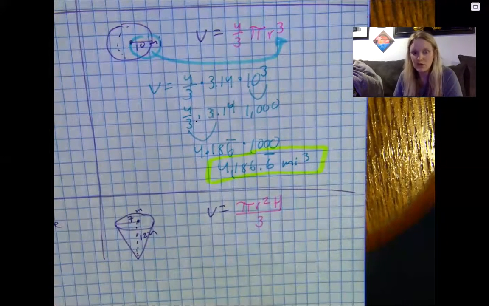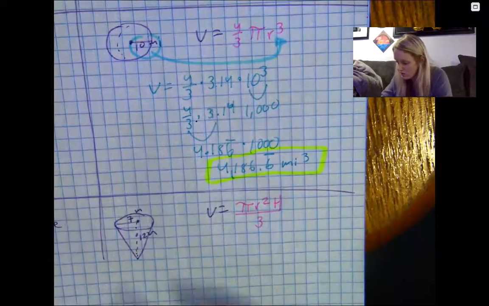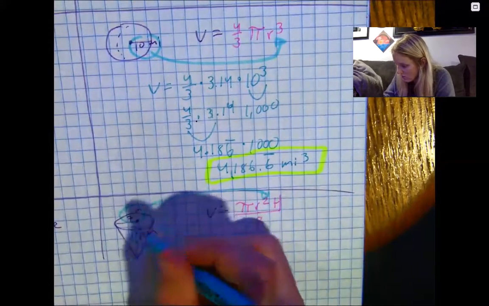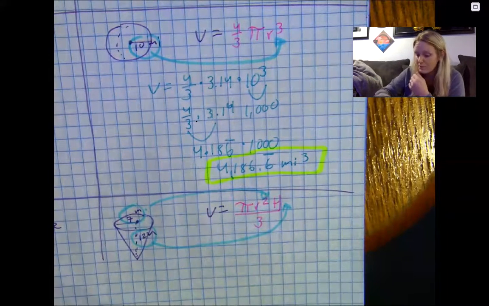Area of the base times the height, and then divide by 3 when it's a cone. So now I know that this 7 is what I plug in for radius, and this 12 is what I plug in for the height. The rest of them are constants. That means there are numbers that will be there.